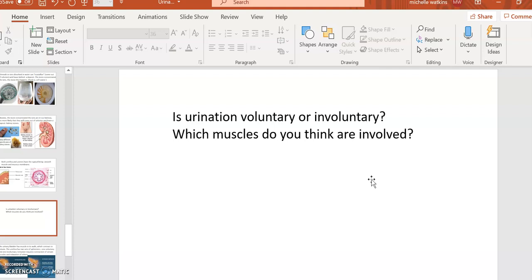And last thing is urination, I wanted you to think about it. Is it voluntary or involuntary? In a way, it's a little bit of both, right? You can be asleep and be holding in urine, but you can decide when you want to urinate. Kind of a weird question.